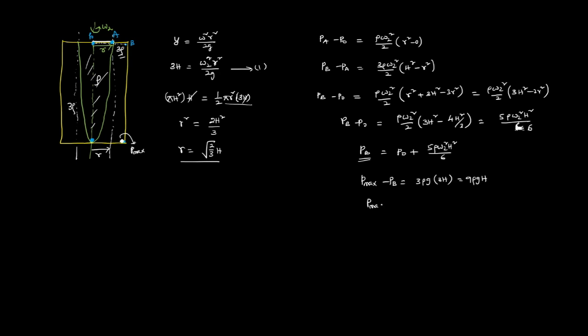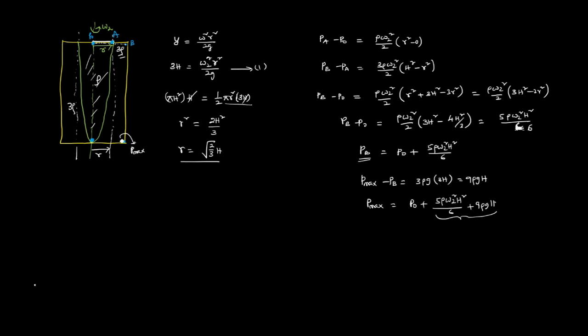Then the maximum pressure possible in the entire rotating liquid is, PB is nothing but P naught plus 5 rho omega 2 square h square by 6, plus 9 rho gh. So from this we can identify the maximum gauge pressure. Obviously this term goes to maximum gauge pressure in the rotating given system. Okay, but to identify this value we require the omega 2 value.